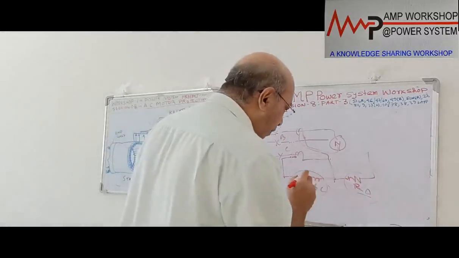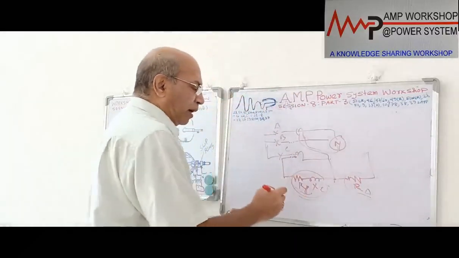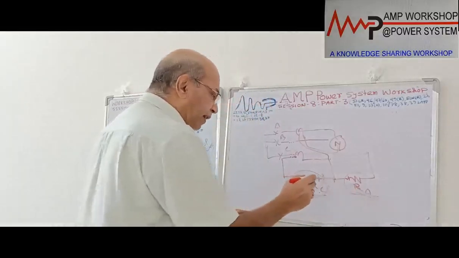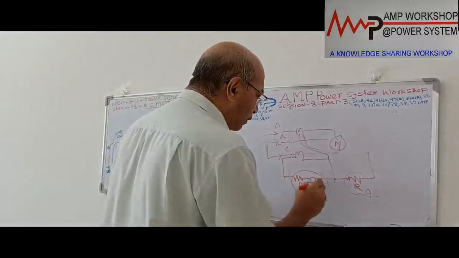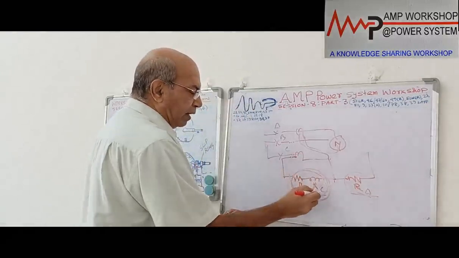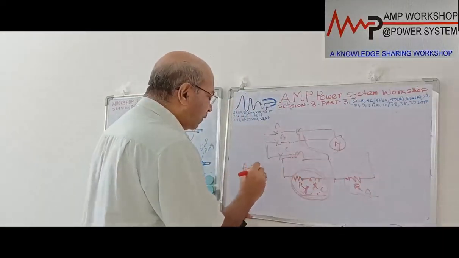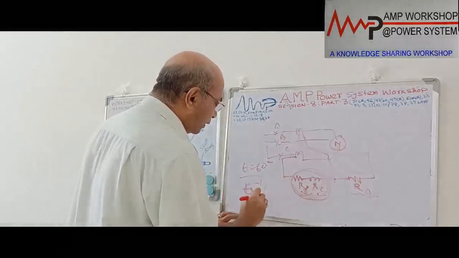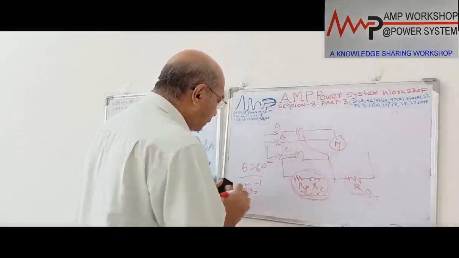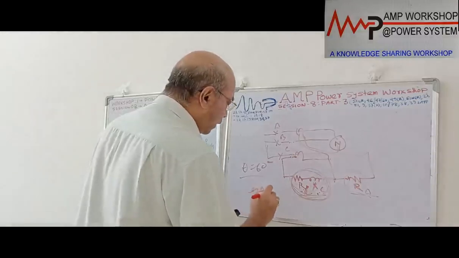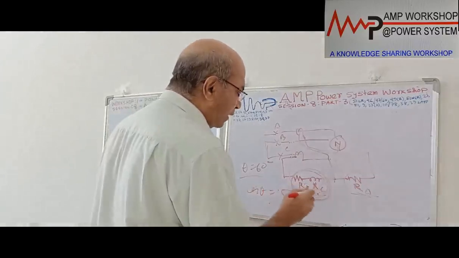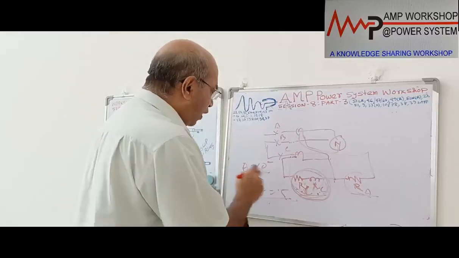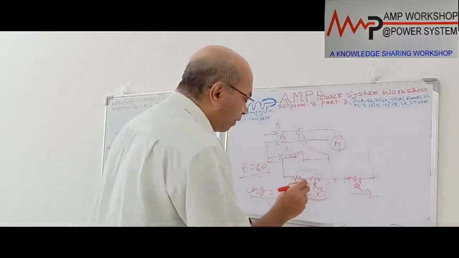The ohmic value of RC plus XC will be equal to the ohmic value of RA, and the phase angle of the C phase, voltage or current angle, will be theta equal to 60 degrees. We make the combination of RC and XC in such a way that cos theta equals 0.5, so that the value of RC and XC will decide cos theta between XC and RC. In that case the angle will be 60 degrees, the voltage will be leading or the current will be lagging by 60 degrees from the C phase voltage.